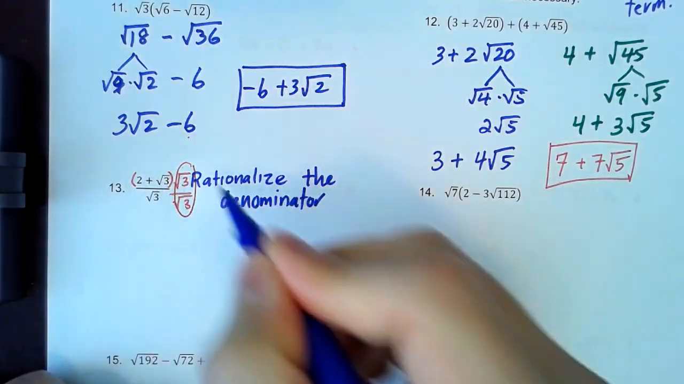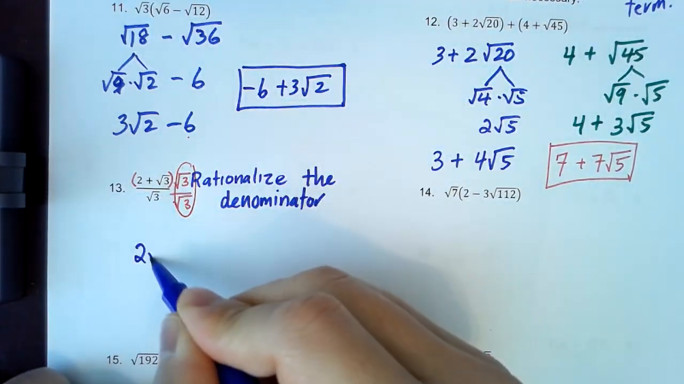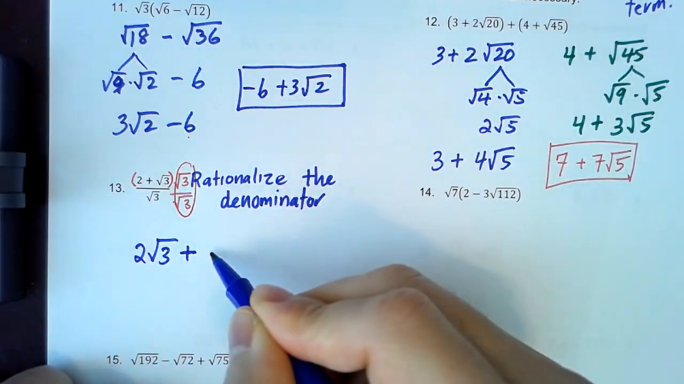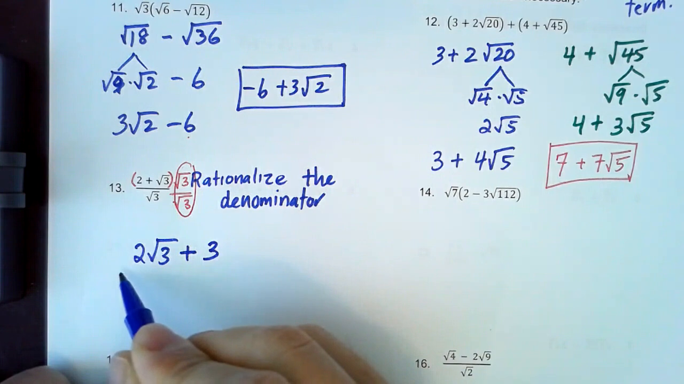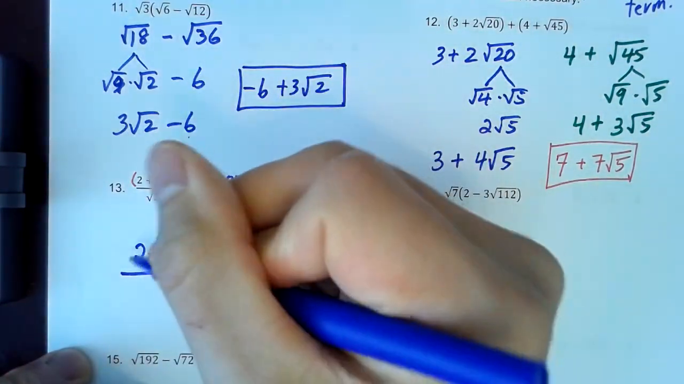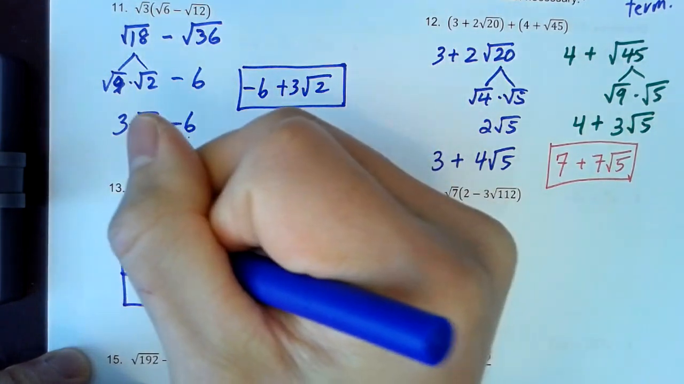Okay, let's start with the numerator. The top becomes 2 root 3 plus radical 3 times radical 3. It's simply just 3. And that's the same thing for the bottom. This is the final answer.